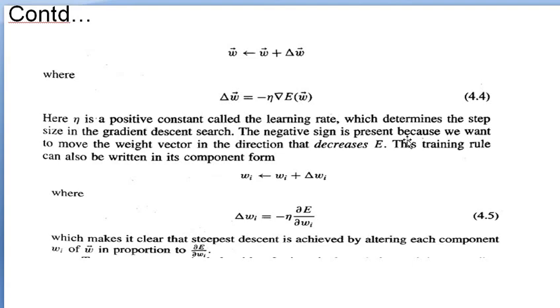The negative sign is present because we want to move the weight vector in the decreasing direction of error. So the negative sign indicates that we want to move the weight in such a way that the error is reduced. Negative indicates that the error should be decreasing. That's why we have represented it as minus. Minus means decreasing, always decreasing the error value.